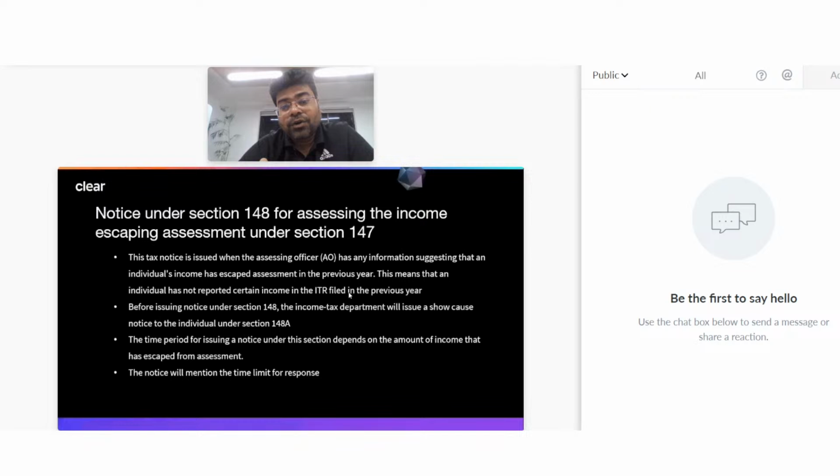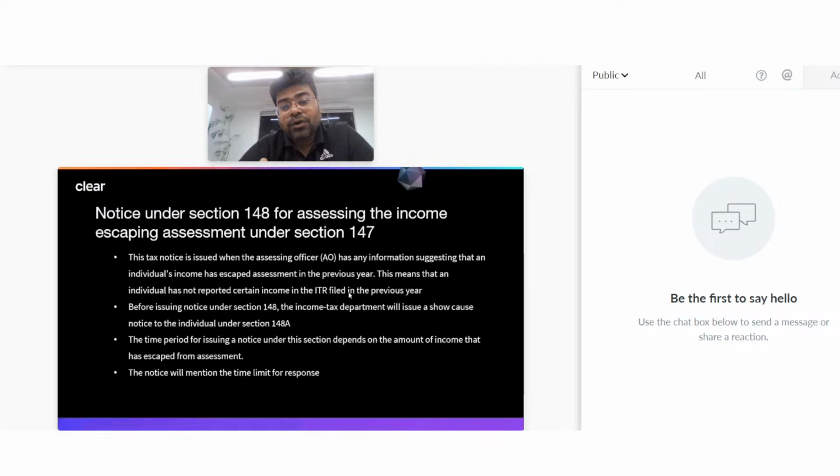So be very careful whenever you are getting notices. Just see under which section these notices are issued, right? If you are getting a notice under 143(1) intimation or 139(9) or those things, then you may have certain time in your hand and the urgency may be a little less. But if you are getting a notice under section 143(2) and 148, in that case the department is starting proceedings against you and you have to be really very careful.